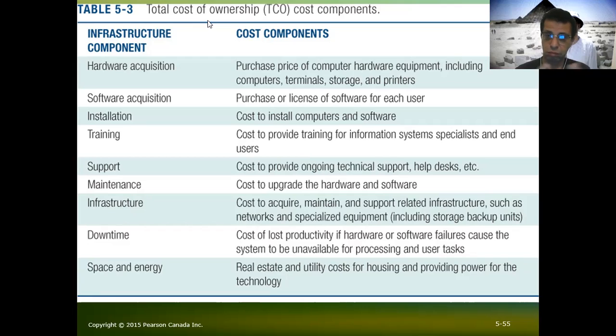Help desk, others, maintenance, the cost of upgrading the hardware and the software; infrastructure, which is the cost of acquiring, maintaining, and supporting related software, such as network specialized equipment, including storage, backup units; downtime, which is the cost of productivity if a hardware or software failure causes the system to be unavailable for processing and user tasks; and space and energy, real estate and utility costs for housing and providing the technology.